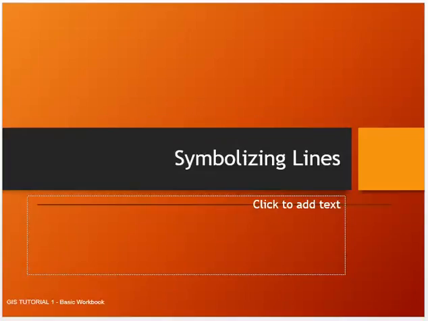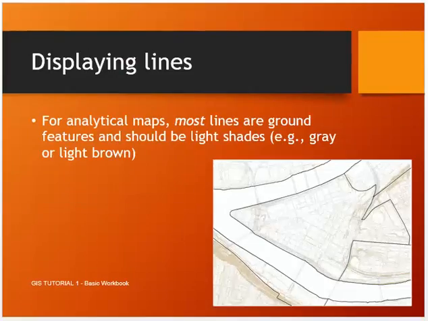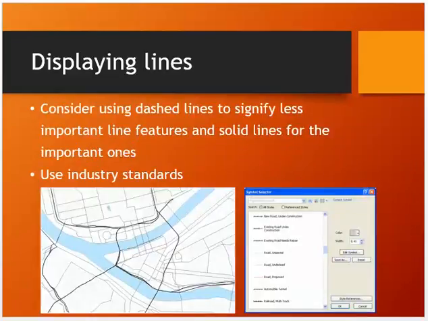Alright, so let's talk a little bit about symbolizing lines. Again, you can change the color, you can change the weight of lines, you can use outlines, but again, unless they are the story, they should be put in the background. Okay, grays, light browns. You can also use industry standard lines, mapping the symbols to a style. Roads are something where there's a standard symbology for roads based on the classification.